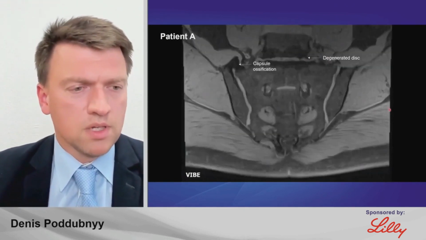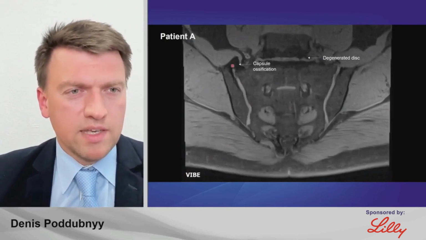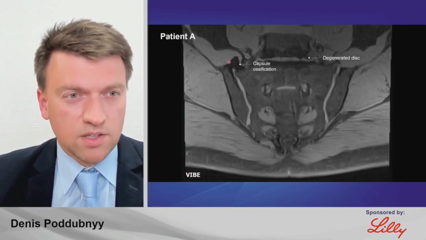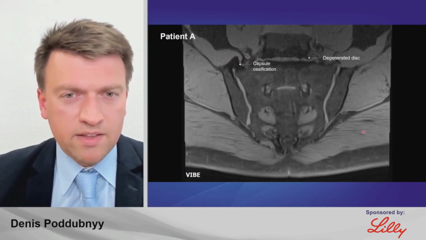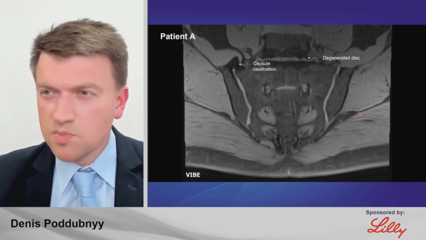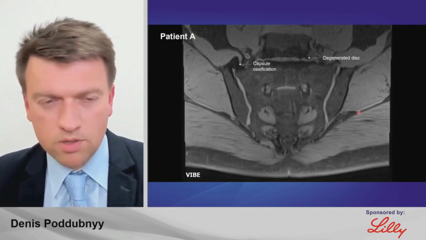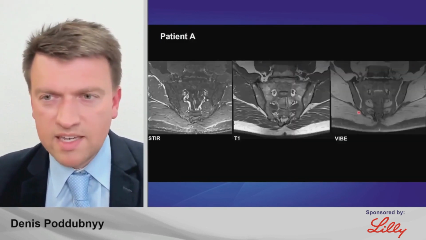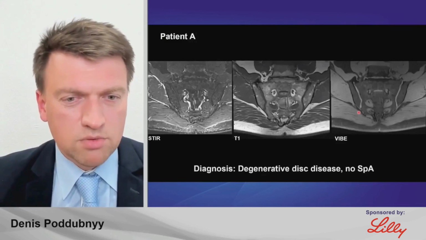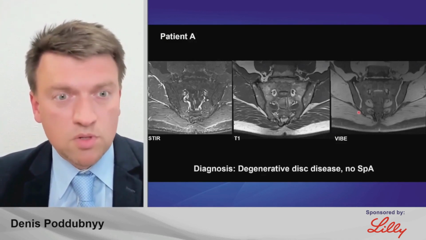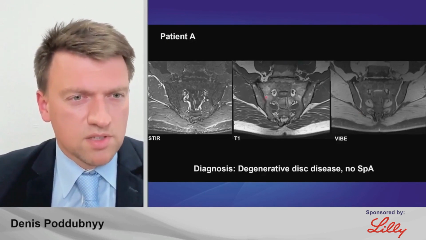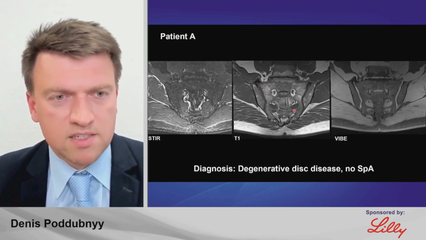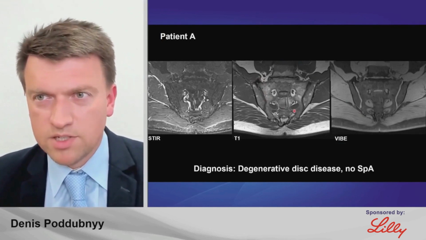Just to be sure, let's have a look at WIPE. We see here again very nicely this huge osteophyte, capsule ossification. We see the degenerated disc, and nothing compatible with spondyloarthritis, especially no erosive damage. So in this case, the diagnosis would be degenerated disc disease, no spondyloarthritis, and if you answered osteoarthritis of sacroiliac joints, this would also be correct, because we have also osteoarthritis findings in the right sacroiliac joint.